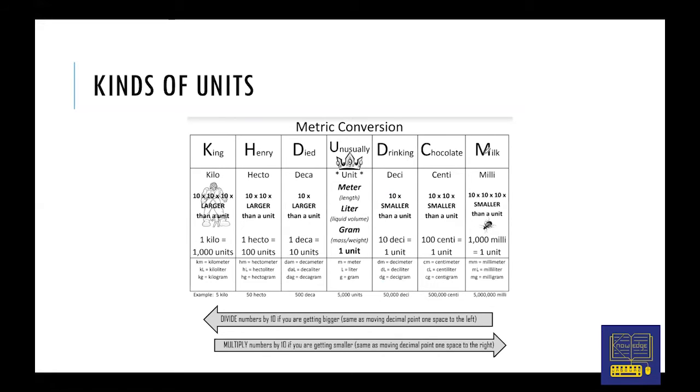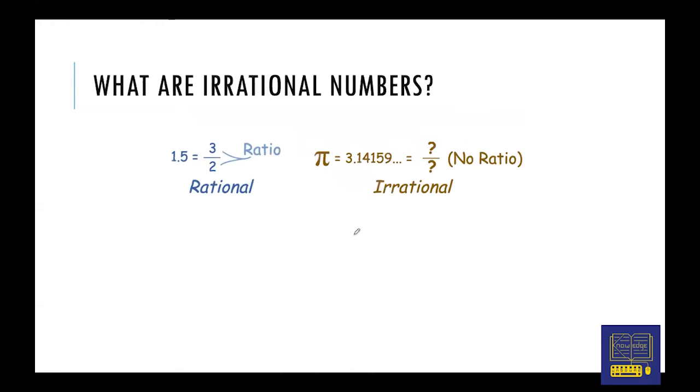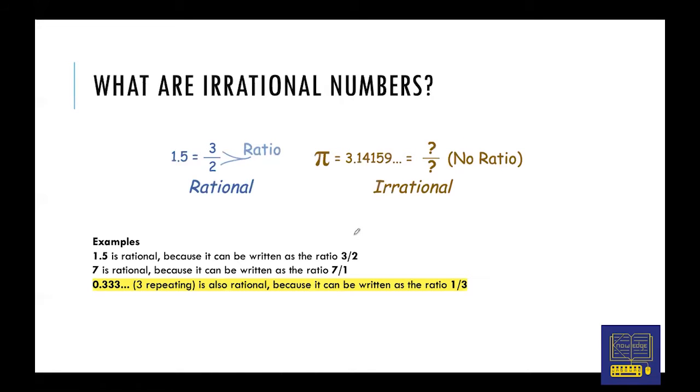So moving on to irrational and rational numbers. Rational numbers are the ratio of two integers. So it's a ratio of two simple numbers. It's a simple ratio. So for example, 1.5 is a rational number because it can be represented in the simple ratio of 3/2 or 6/4 and so on. 7 is also a rational number because it can be written in the ratio of 7/1, 14/2, etc.